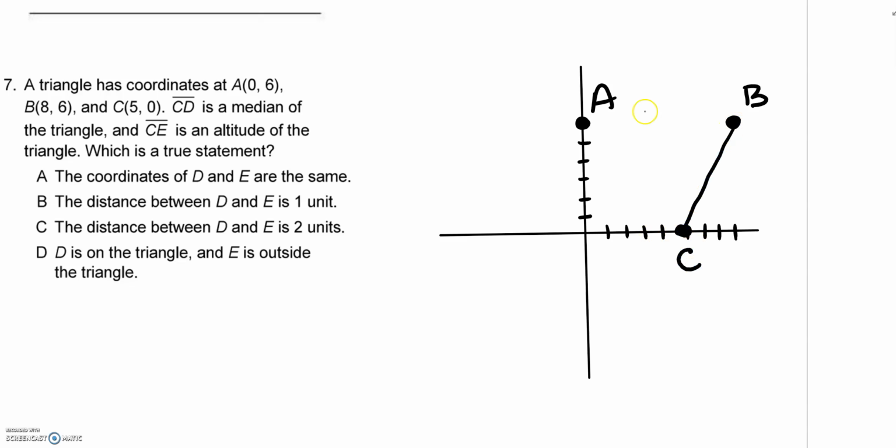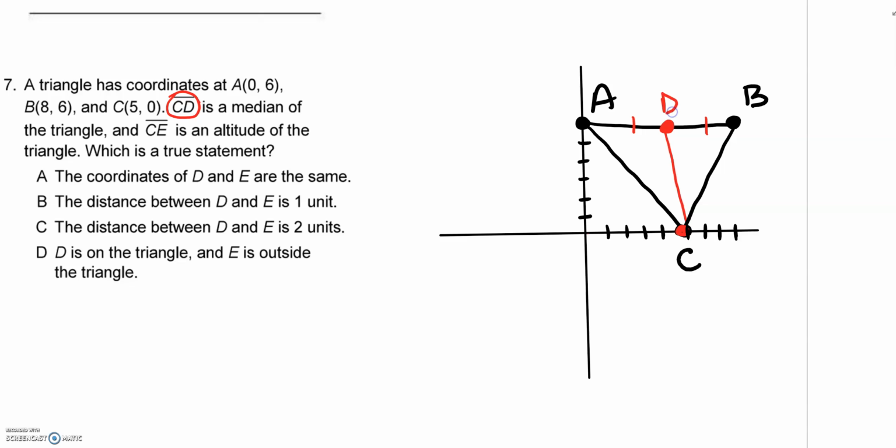In this triangle, I can now start to focus on creating my median CD. My median goes from vertex to the midpoint of the opposite side. And if A is at 0 on the x-axis and B is at 8 on the x-axis, then I know my midpoint is at 4 on the x-axis. So this would be my median, bisecting that side, right? Because that's at the midpoint.